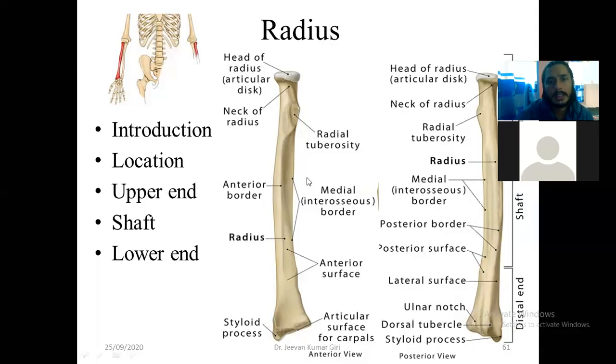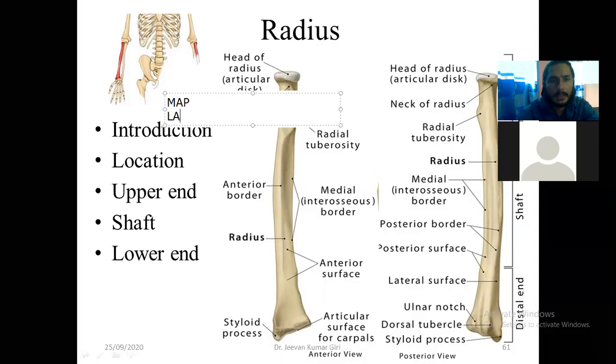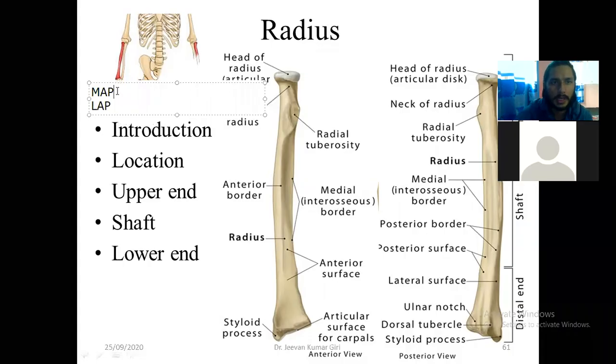Now see the surfaces. Now your borders became a map, and you have a surface lap, isn't it? Yesterday I told this like a formula. So now there is the lateral surface, the anterior surface, and the posterior surface. Now you can see this is the anterior surface. The anterior surface is in between the anterior border and the medial border.